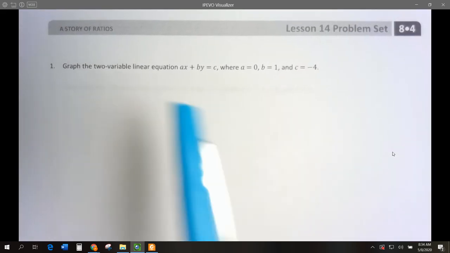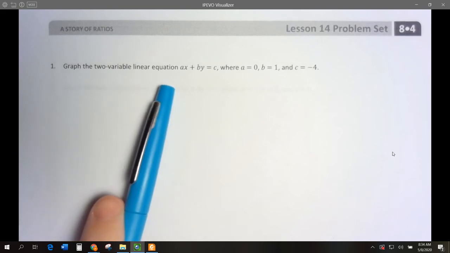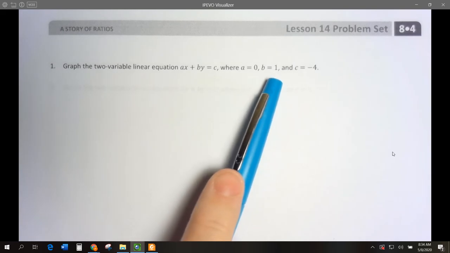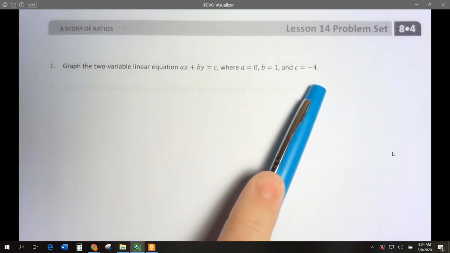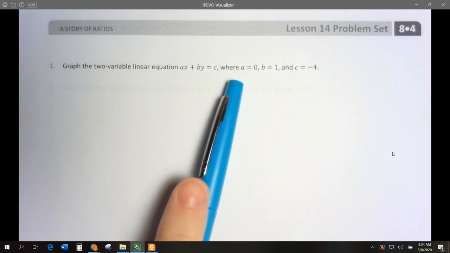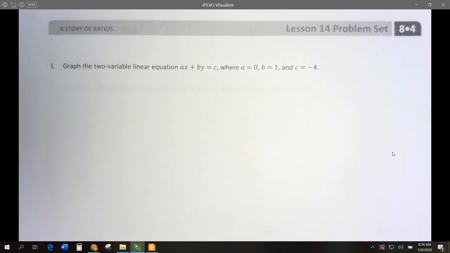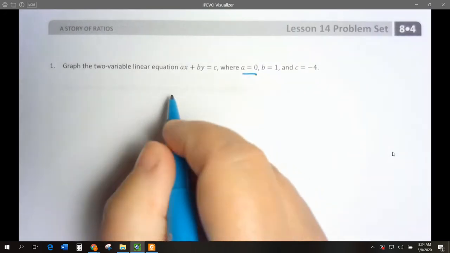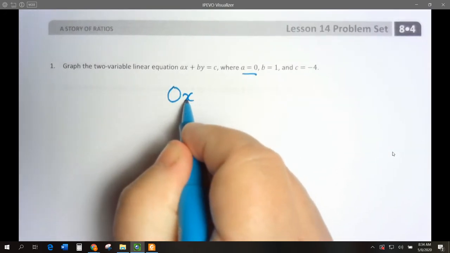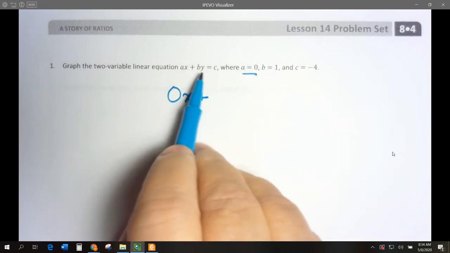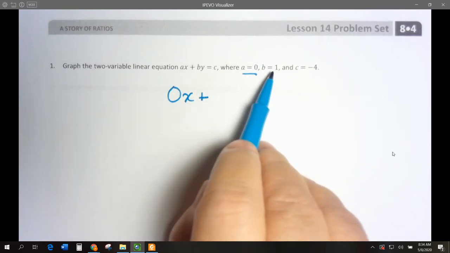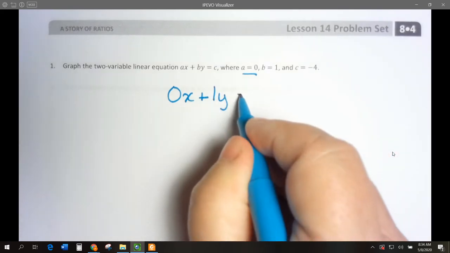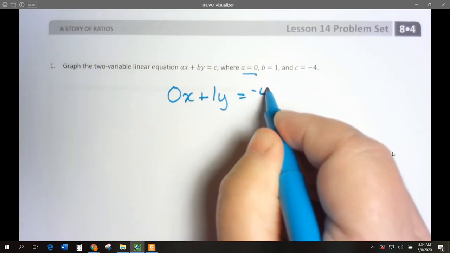Our first question: graph the two-variable linear equation ax plus by equals c, where a is 0, b is 1, and c is -4. So we have to put these numbers in for these variables. So ax, where a is 0, so we're going to have 0x, plus by where b is 1, so we're going to have 1y, equals c, which is -4.